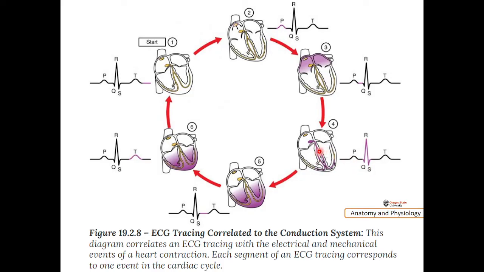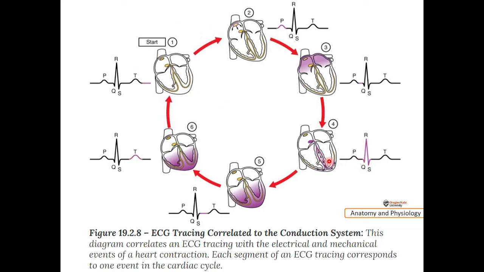Here, normally depolarization of the septum is from left toward the right. So the electrical activity goes in this direction from left to right, away from the cardiac axis, so the Q wave is small because the septum is thin.